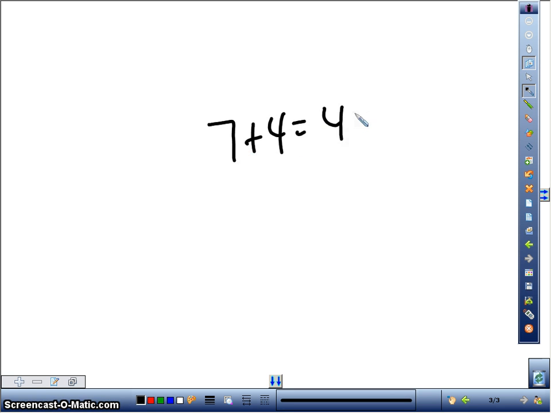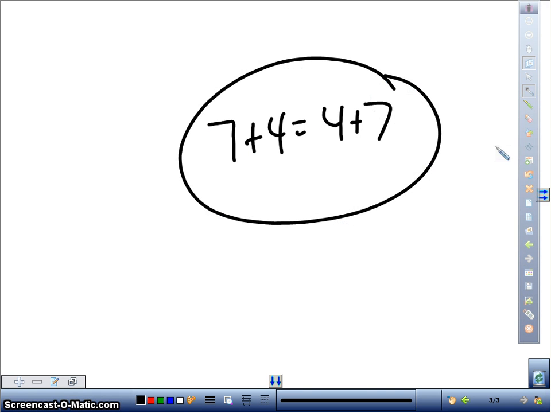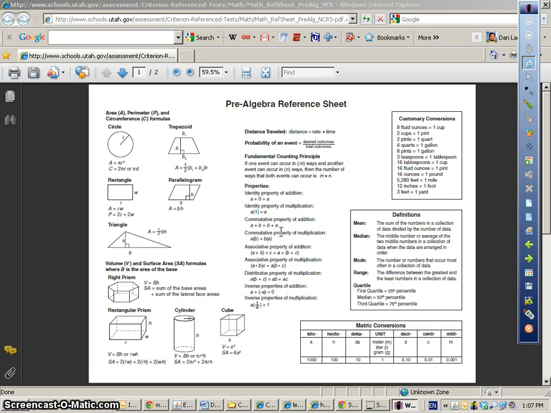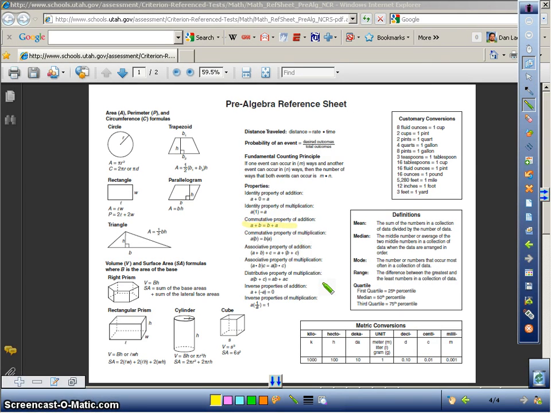You'll end up with a question like this. You'll have something like 7 plus 4 equals 4 plus 7, and then you need to match it up to which identity or which property that goes with. So if you look at your list here, you can see right here in the middle I've got one that switches the numbers, and that would be the commutative property of addition. So you need to go through and figure those out.